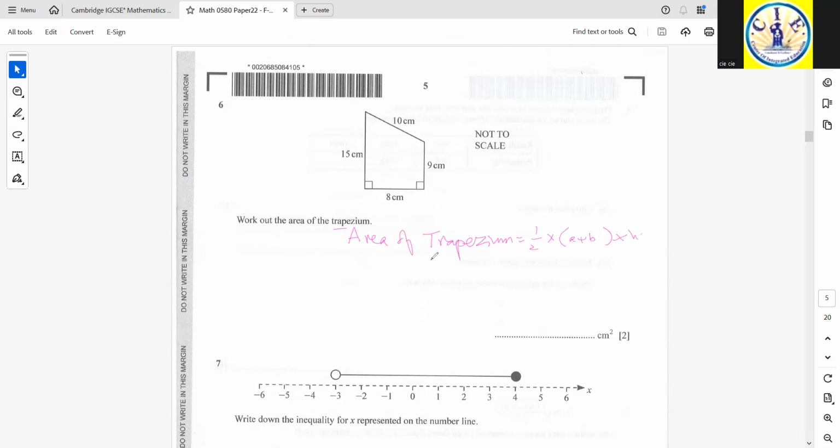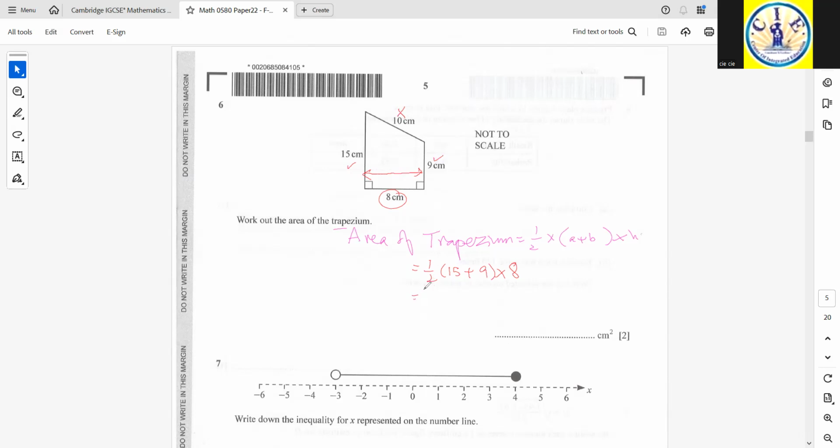Now let me substitute the values. The parallel sides are 9 and 15, so we can write them as 15 plus 9 times the height. Height always means the perpendicular distance between the parallel sides. So this is going to be the height, which is 8 centimeters. Do not take 10 centimeters as the height, because this is the tilted, inclined distance, not the perpendicular distance between the parallel sides. So I'll write 8 here.